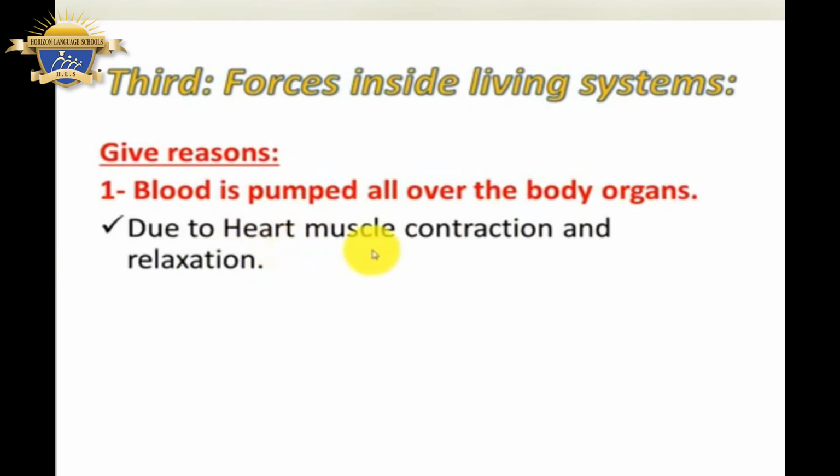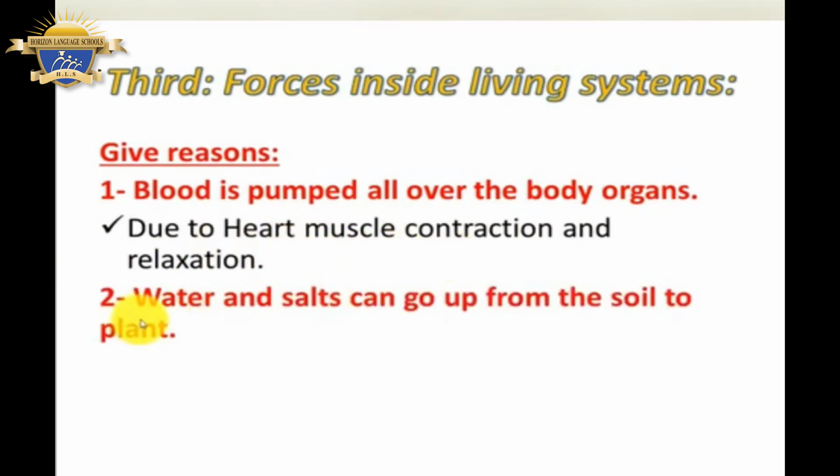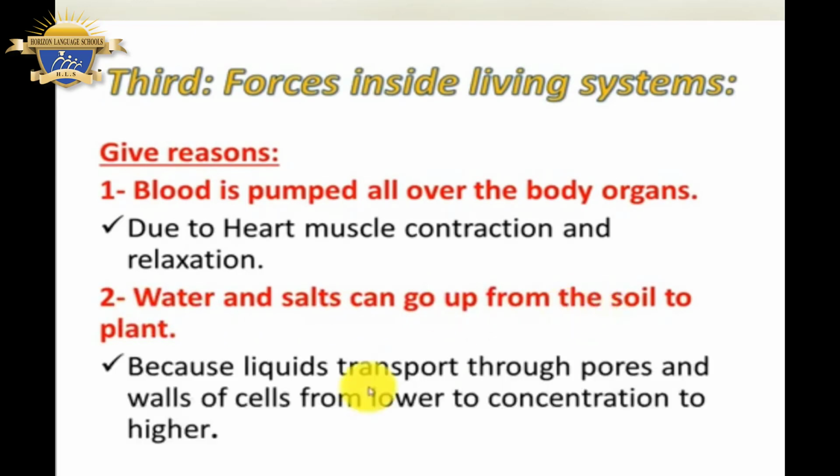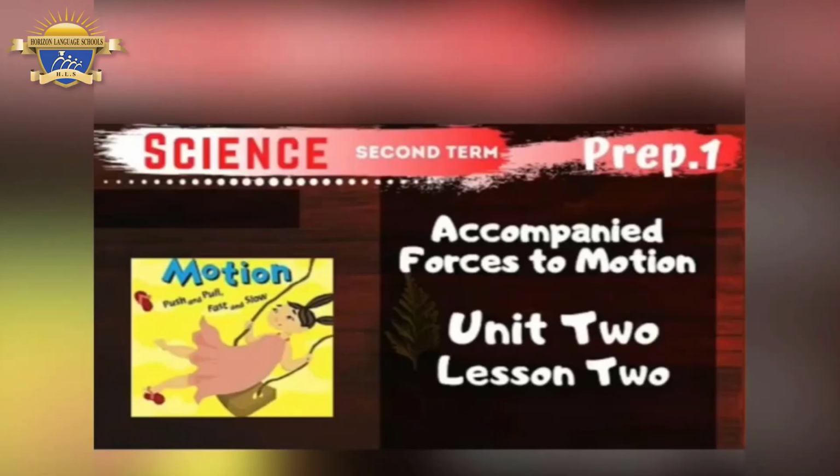Give reason. Blood is pumped all over the body organs due to heart muscle contraction and relaxation. Number 2, water and salts go up from soil to plant. As we said, liquids are transported through pores and walls of cells from lower concentration to higher concentration.